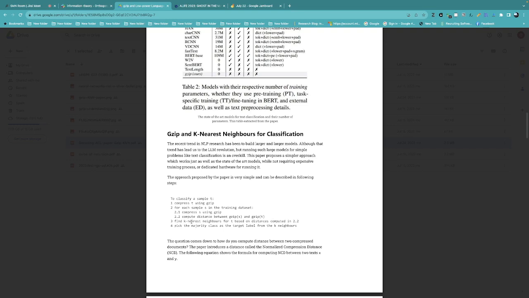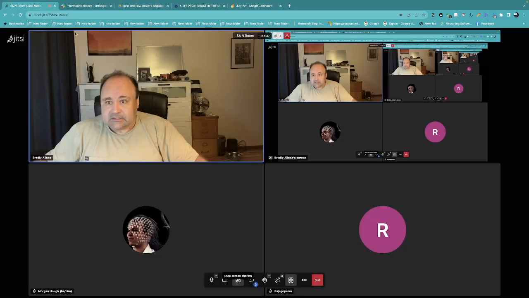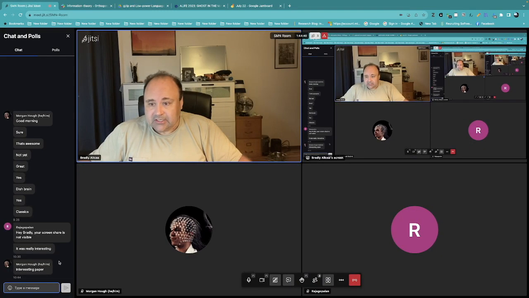And then 3 is find the k nearest neighbors for T based on the distances computed in 2.2. And then 4, pick the majority class as the target label from the k neighbors. And then the question comes down to how you compute the distance between two compressed documents, and that's what they're doing. So I have a question or a comment in the chat.